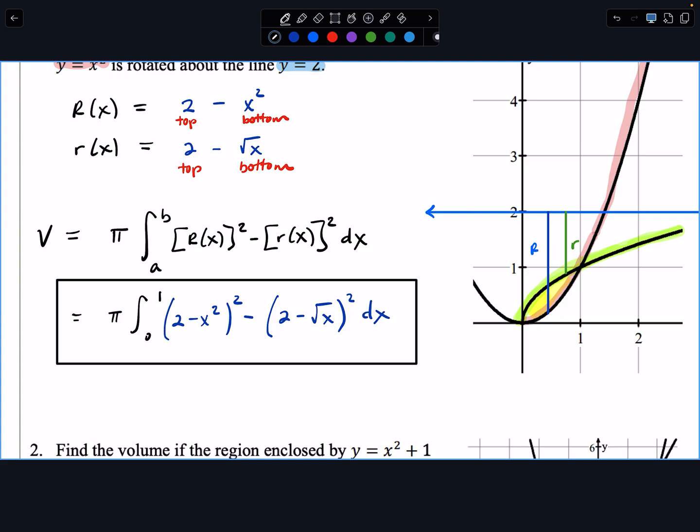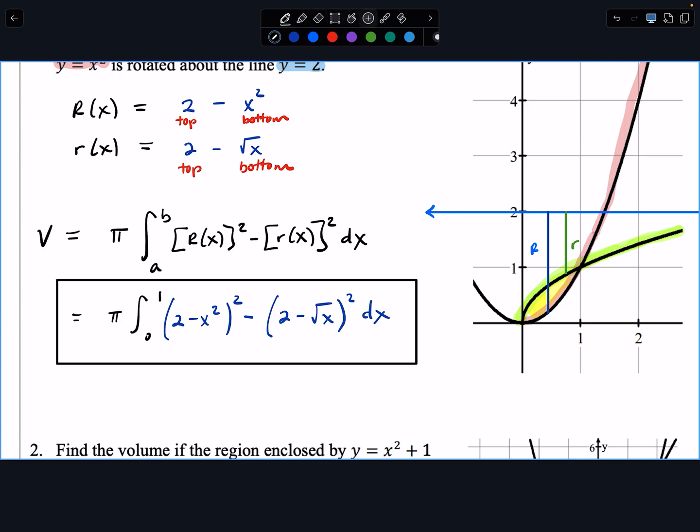And looking ahead at possible AP questions, it would give you a picture and it'd be like, which of the following integrals represents the volume? And it'll be multiple choice answers that look like this. So you're not actually solving anything. Sometimes you might. Does anybody have any questions about the setup?